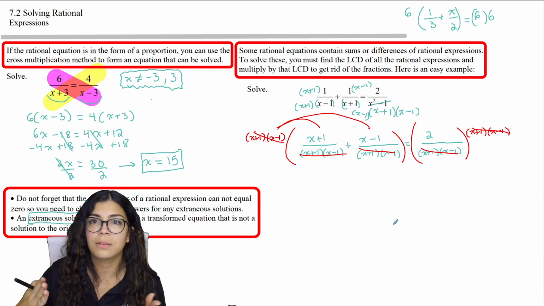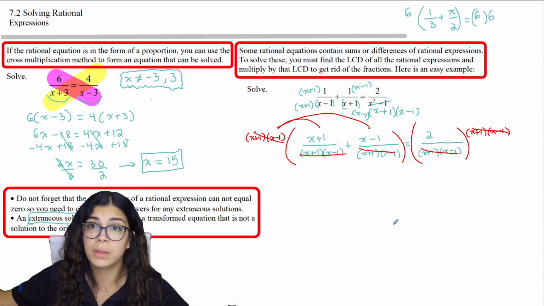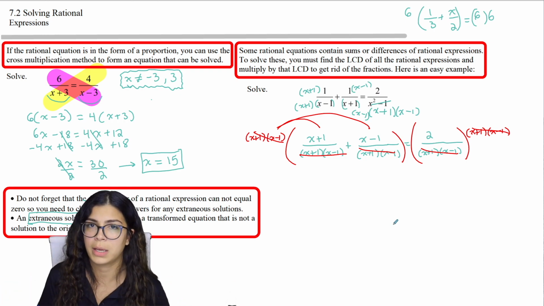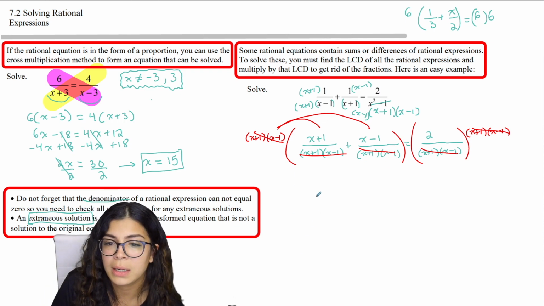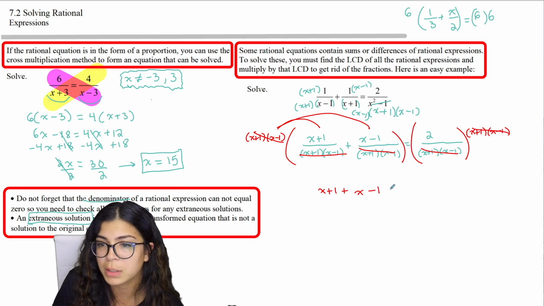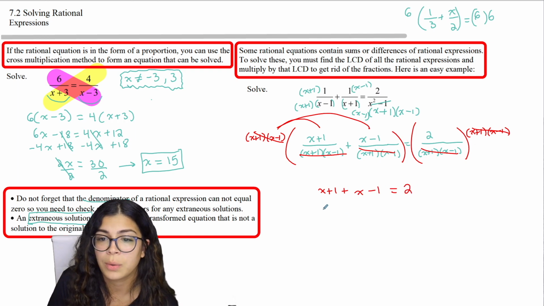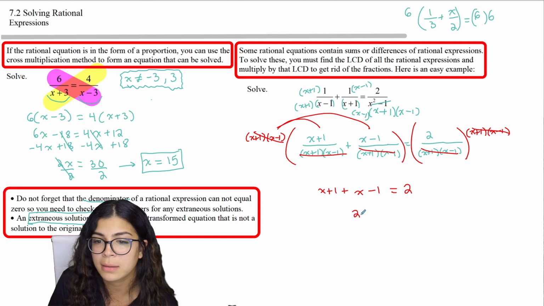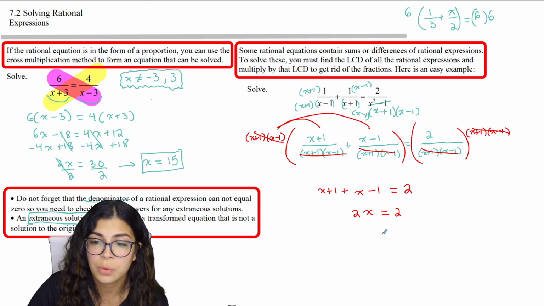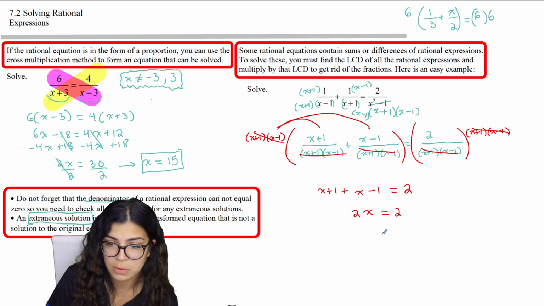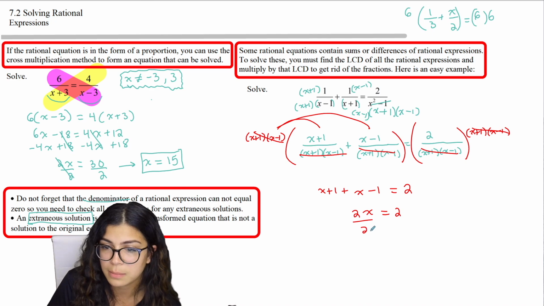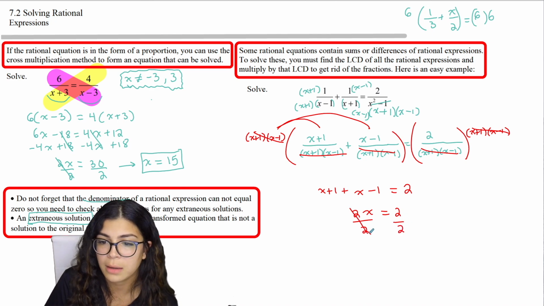Okay, so a good way to think of this is once you get all of the denominators the same, they all cancel out. All right, so we end up with x plus 1 plus x minus 1 equal to 2. So x plus x would be 2x. 1 minus 1 is of course nothing, and on the right hand side we get 2. So 2x equals 2. Let's divide by 2 on both sides. And we get x equals 1.